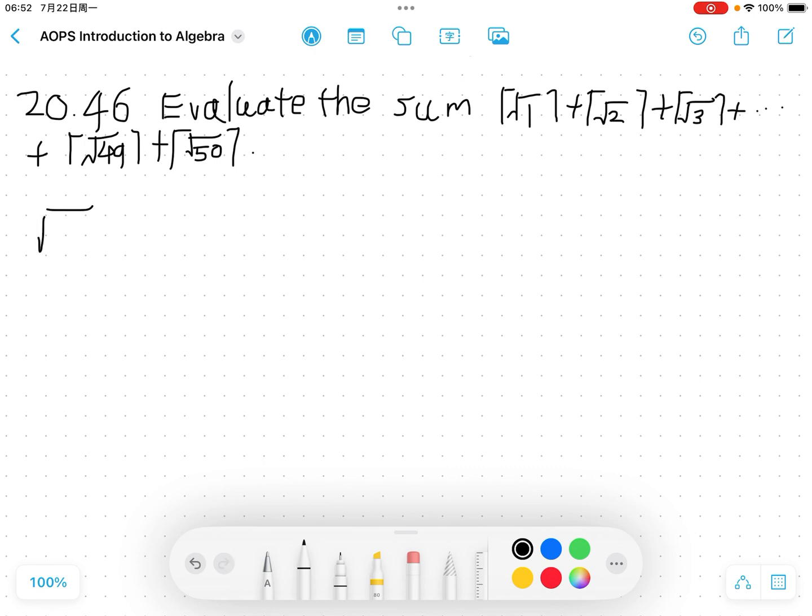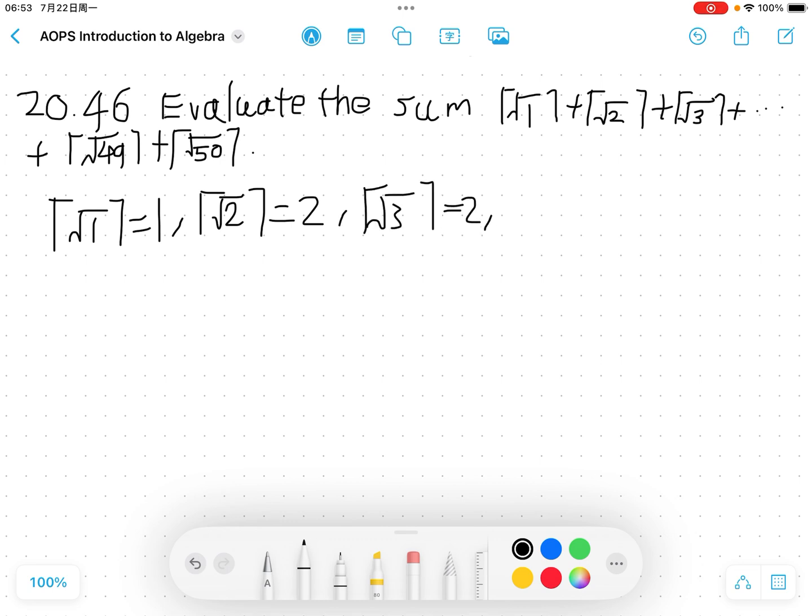For example, the ceiling function of square root 1 equals 1. The ceiling function of square root 2 equals 2. The ceiling function of square root 3 equals 2. The ceiling function of square root 4 equals 2. And the ceiling function of square root 5 equals 3. So how do we know what to do?